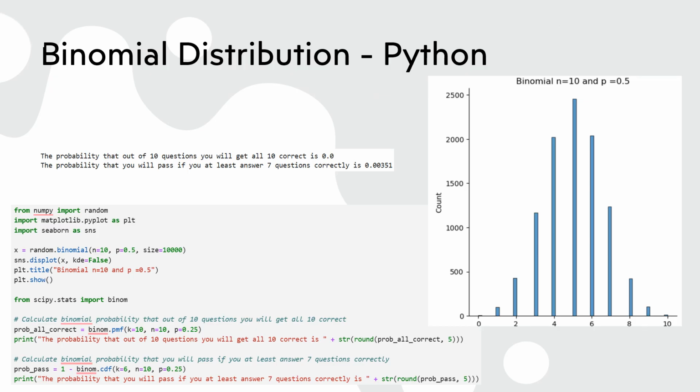Here you can see how we can use Python to calculate binomial PMFs, CDFs, and visualize them. We can use the binomial function to model a binomial distribution. Here as an example, I have calculated the probability of answering all 10 questions correctly and passing the exam in the example, where we have successfully reduced the answers to 2 options per question.